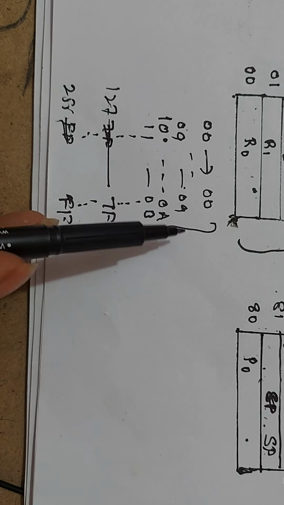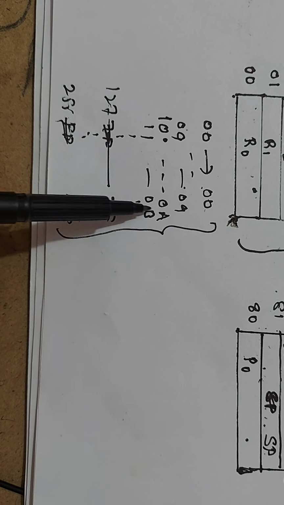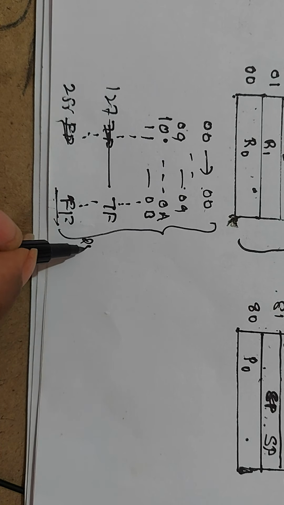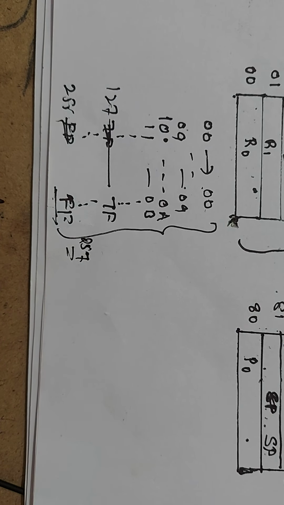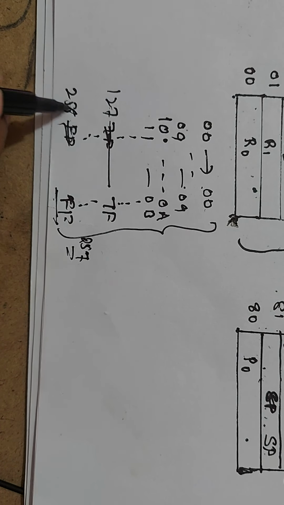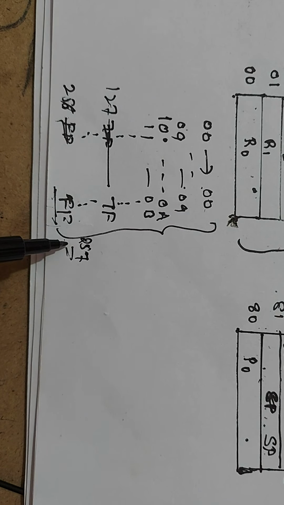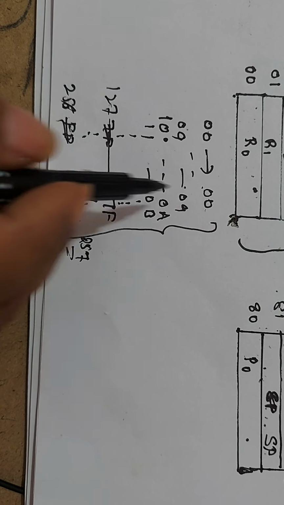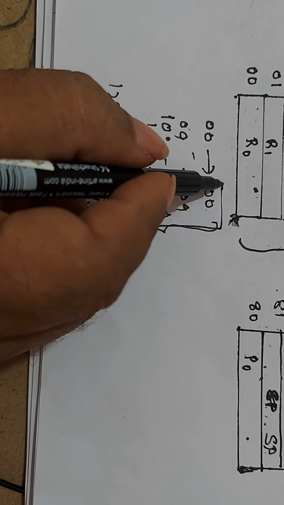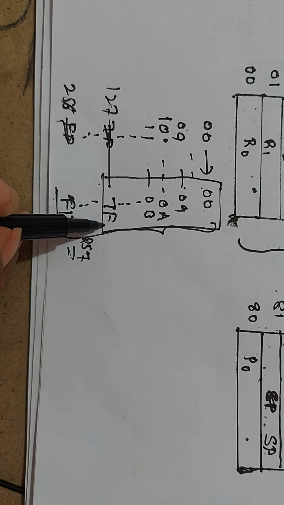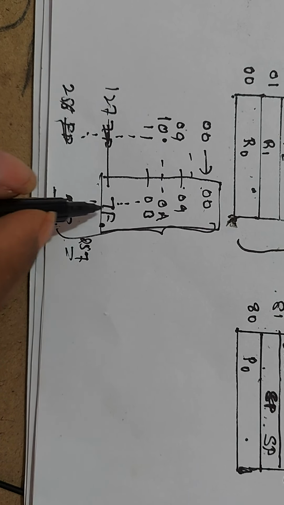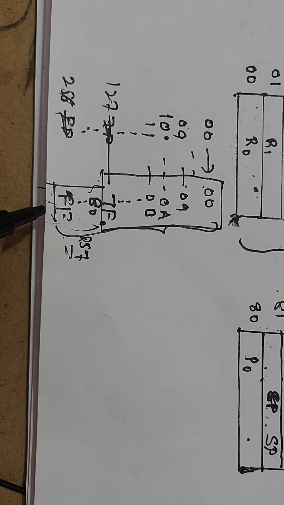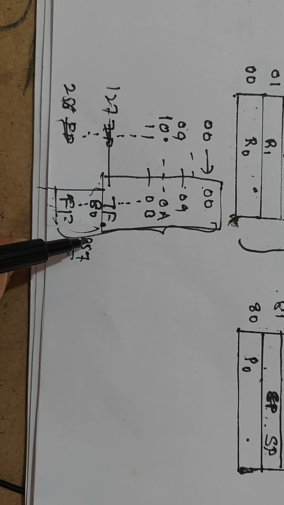So, the byte addresses are 00, 01, up to 0A, 7F, up to FF. Totally, there are 256 RAM locations including 0. Among these, we use only up to 7F as RAM locations. That is, from 00 to 7F is used as RAM locations. And after 7F, that is 80, from 80 to FF is used for special function registers.